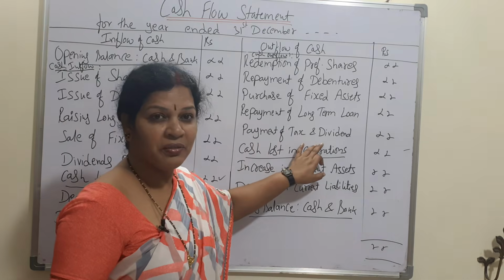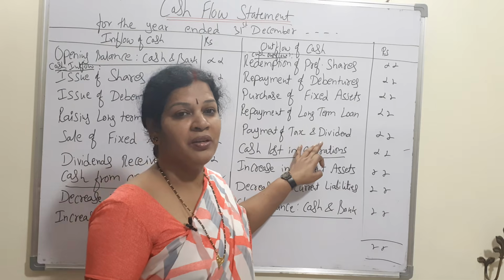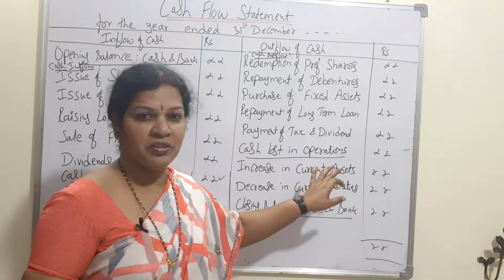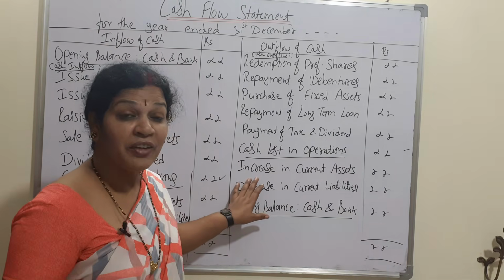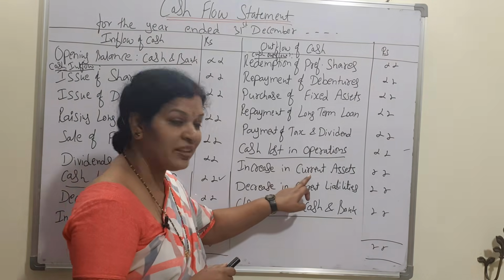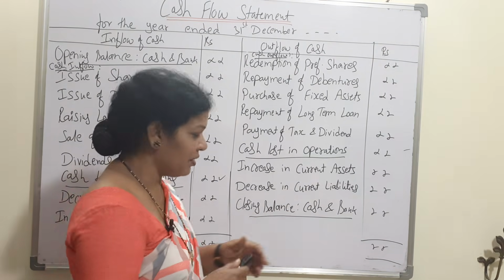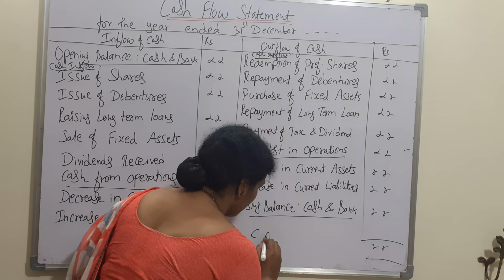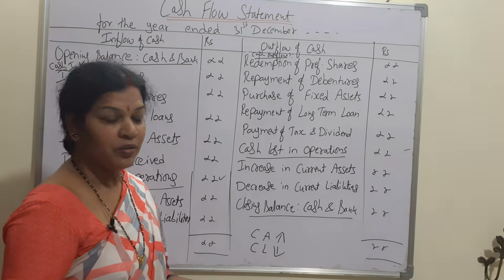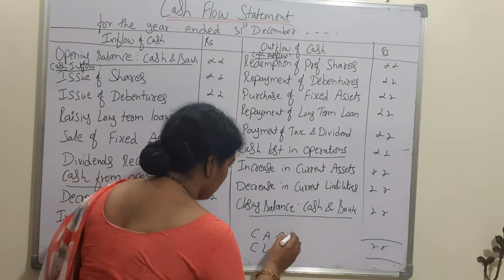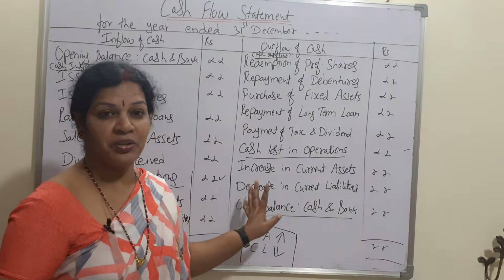Next, payment of tax and dividend. Expenses we are paying. Whenever we are paying, cash is going out. So it's also cash outflow. Cash lost in operation. Just now I told you this comes from the adjusted profit and loss account. Next, the effect of current assets. Increase in current assets, outflow. Decrease in current liabilities, outflow. You can remember like this, current asset increasing, current liability decreasing. So these signs you can remember, so it will be easy for you. And lastly, closing balance of cash and bank.